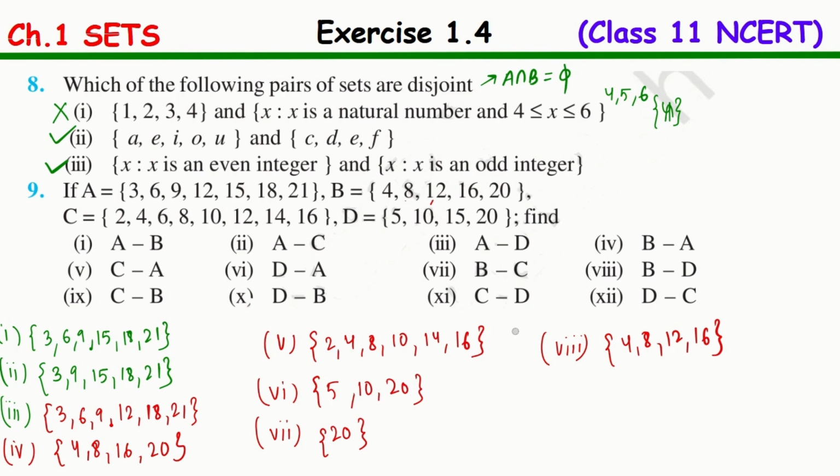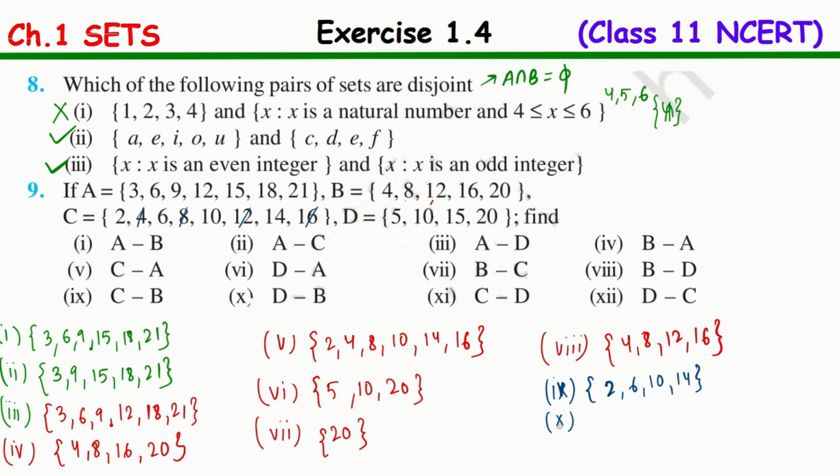Then let us come to ninth part, which says remove B from C. So from C we have to remove the B, we have to remove 4, 8, 12, 16. 20 is not present here. So ninth part we have 2, 6, 10 and 14.